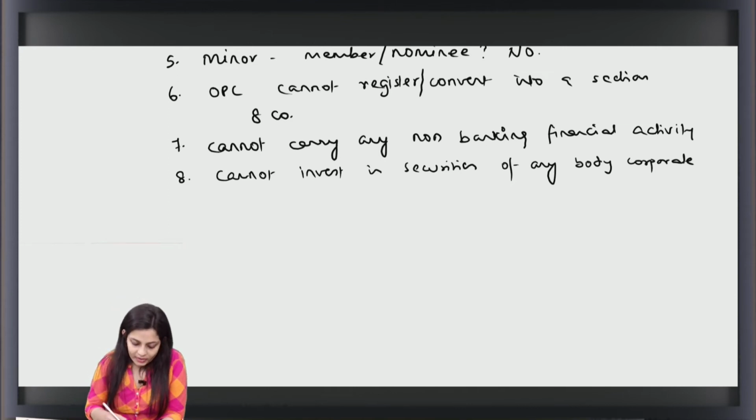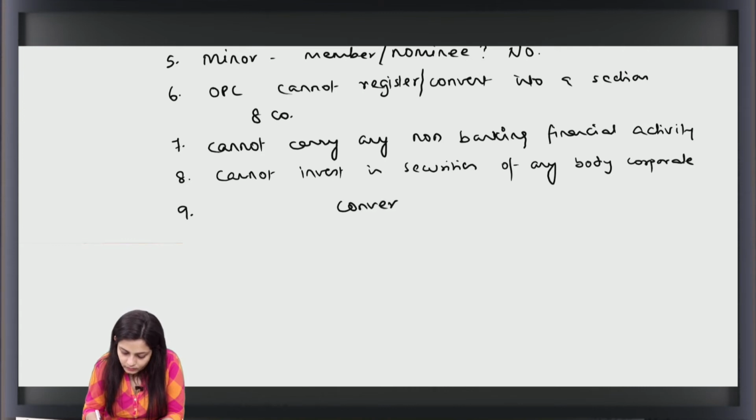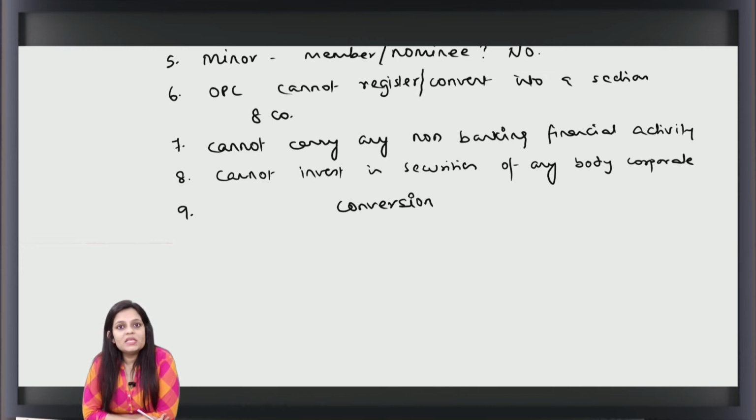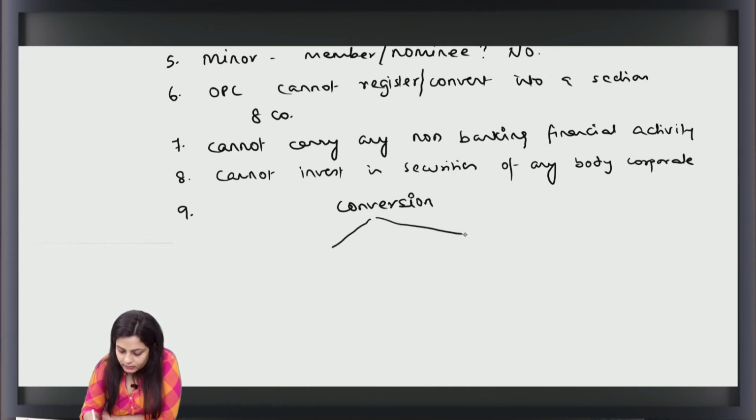The last point that we want to discuss here is conversion. Can an OPC convert into a private or a public company? Yes or no? Can an OPC be converted into a private or public company? Absolutely, we can convert them. So when we talk about conversions, there are two cases here. One conversion is by choice, the other is by default.